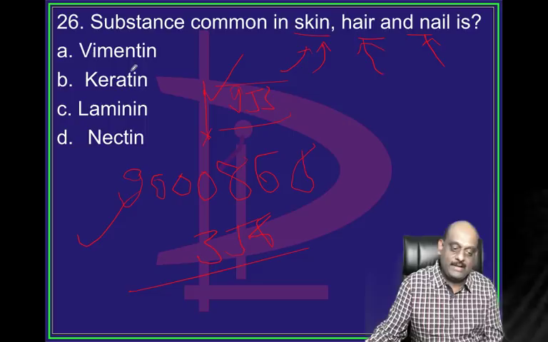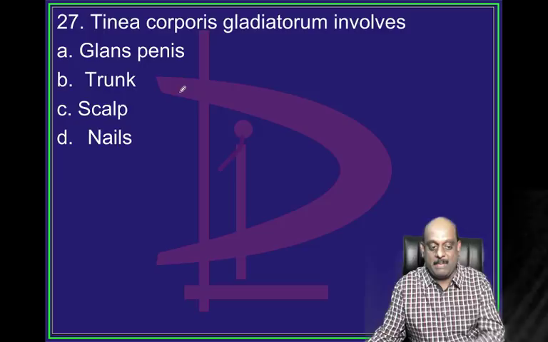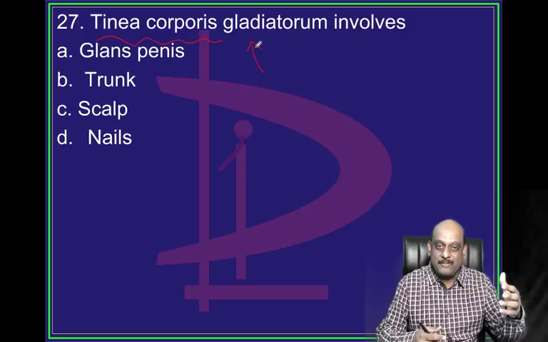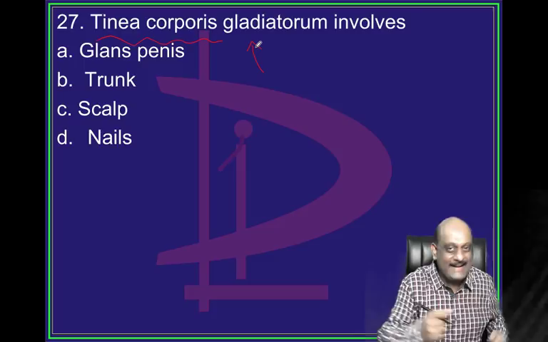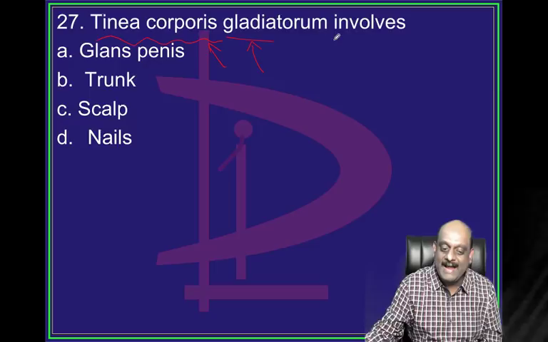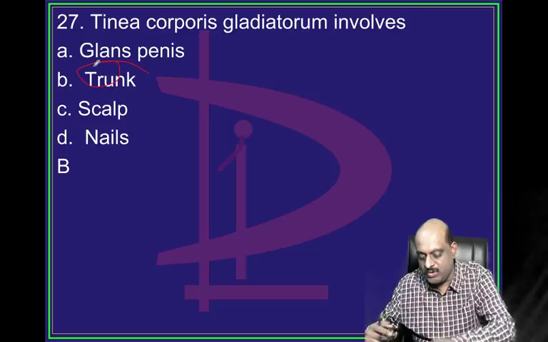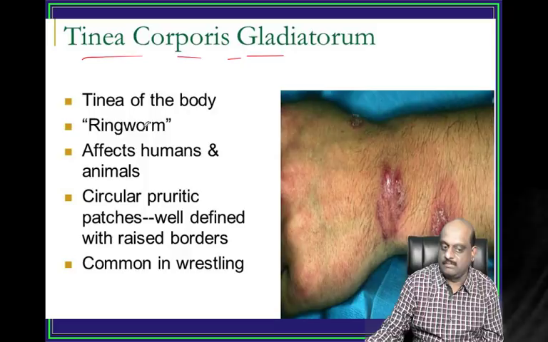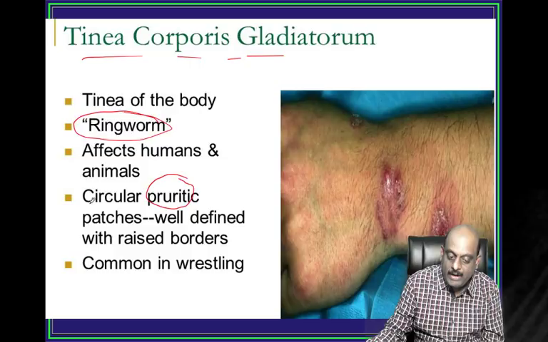So, in all the three, you have keratin is what you should remember. Tinea corporis gladiatorum. Have you seen the Gladiator movie? What is a gladiator? Wrestling. So tinea corporis gladiatorum. What does it involve? It involves the trunk. They wrestle, so it spreads by contact infection. So, tinea corporis gladiatorum is the tinea of the body, ringworm, circular pruritic patches with raised borders, common in people who do wrestling, is what you need to remember.